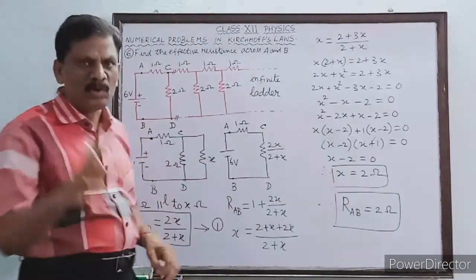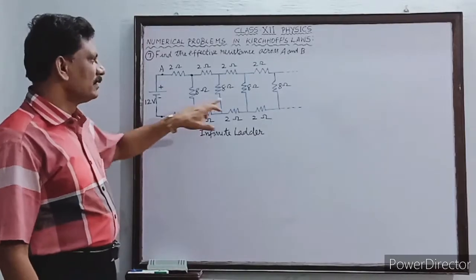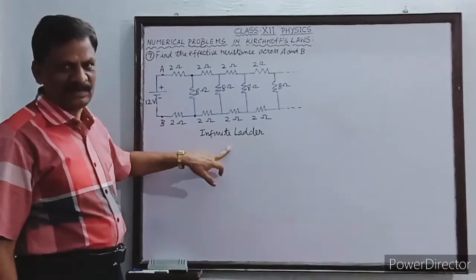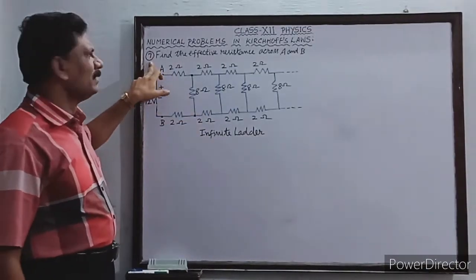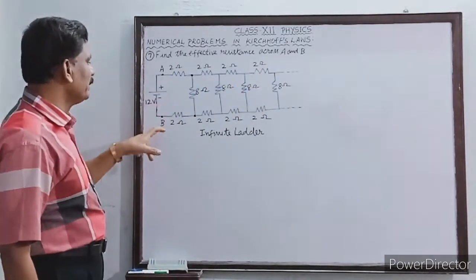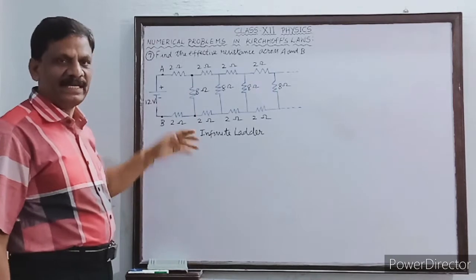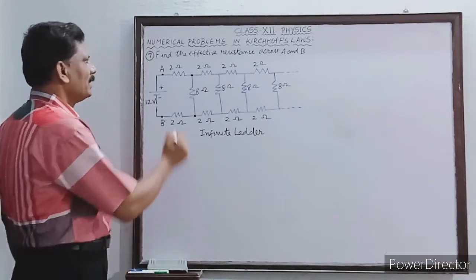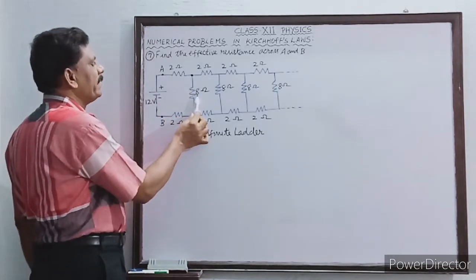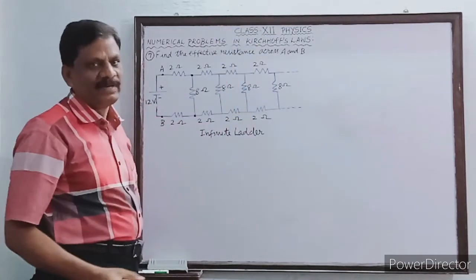So lastly, one more problem we are going to solve in the infinite ladder. Be ready. This is another infinite ladder type of sum. Problem number 7. Find the effective resistance across A and B, that is between A and B. Previously we have done a similar problem taking different values of resistances. Now you see that this is 2 ohm, this is 8 ohm, again this is 2 ohm. It is continuously going up to infinity.